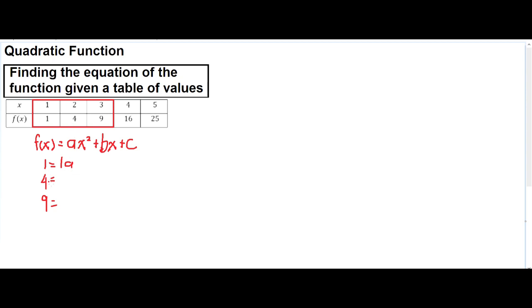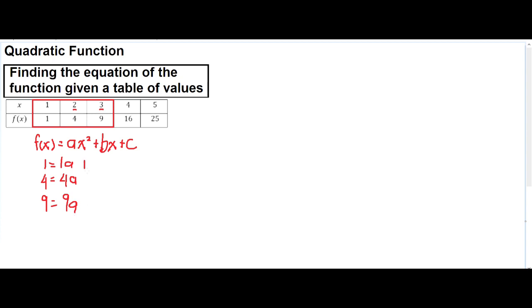Next, anong value ng x kapag ang f of x mo is 4? That's 2. Pero dito sa standard form, naka-square siya. So, that's 2 squared, 4, times yung a. That's 4a. Ang 3 naman, or 9 yan, ang value ng f of x mo is 9. Ano ang value ng x kapag ang f of x is 9? That's 3. But you need to square again. Meron kang 9. That's 3 squared. It's 9a.